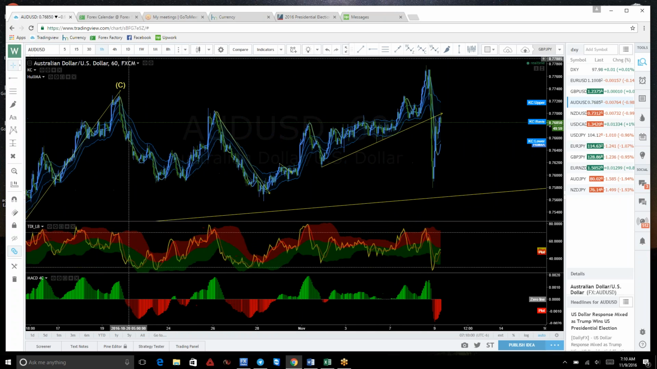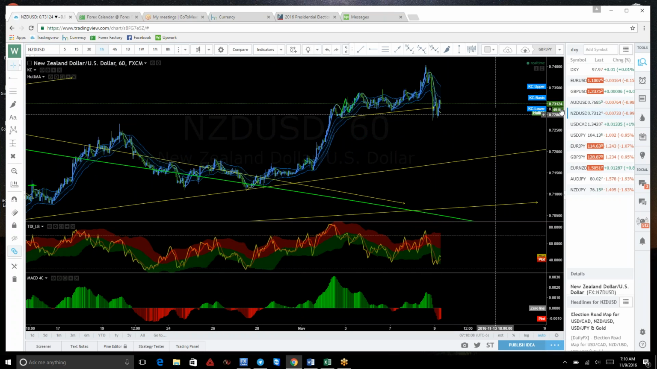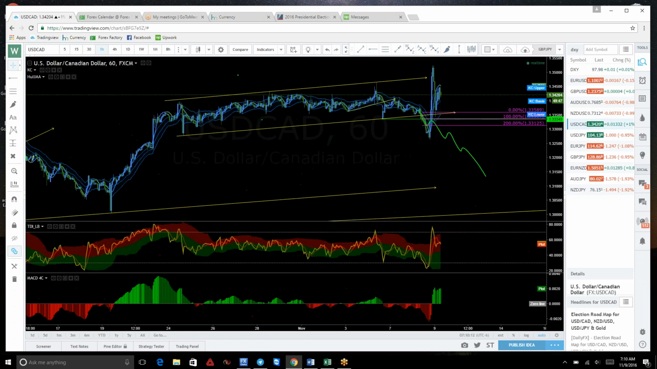But again, this one, big spikes. It's in the middle. Now you got to wait. NZ dollar too, big spikes. Dollar CAD.